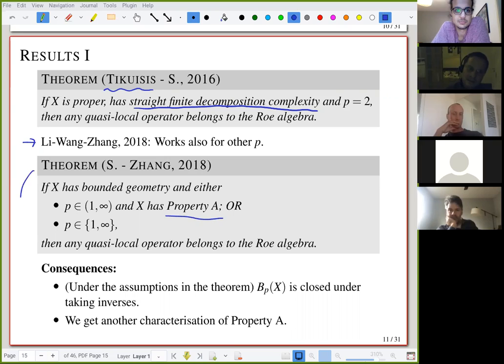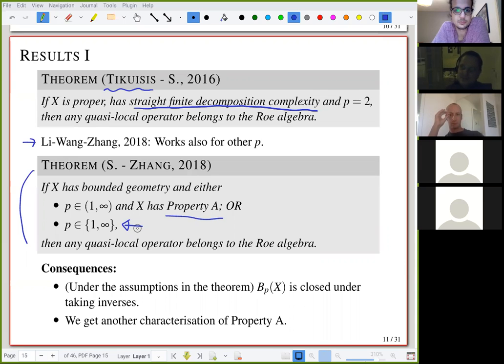And then the next theorem is the one where we assume property A for the space, and again, the same conclusion. So any quasi-local operator is in the Roe algebra. Right, and there's this special weird case. If P is either 1 or infinity, then you get everything for free. I mean, you don't have to assume anything about the space. I think those are sort of weird cases when weird stuff happens.